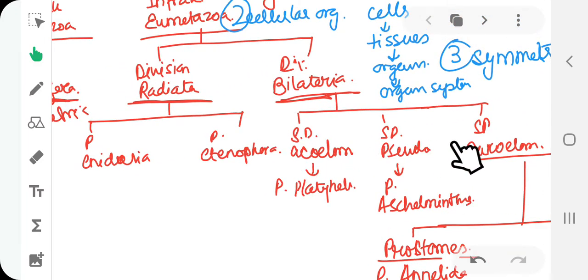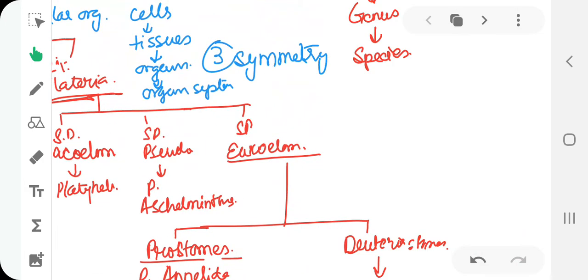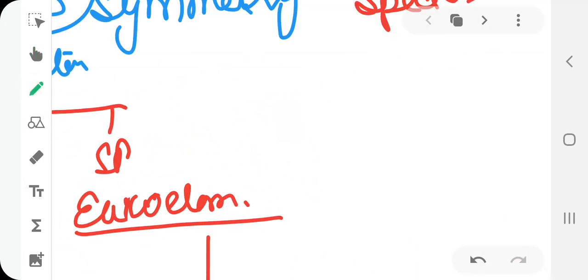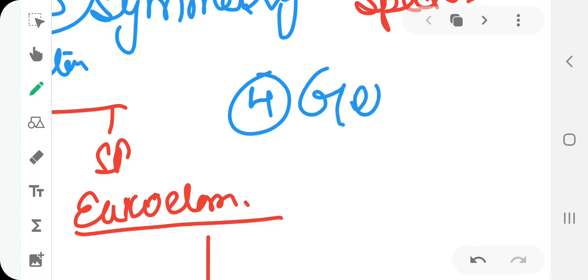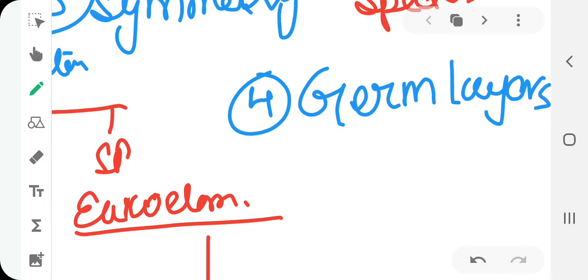In this next point, we see the organisms are divided on the basis of something called the germ layers. First of all, they are divided from here to here. So, what are the germ layers? On the basis of that, are they diploblastic or are they triploblastic? On that basis, they are going to be divided over here.